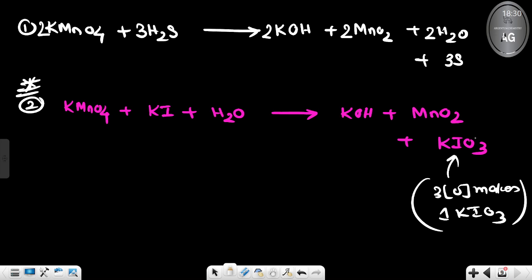Then now just do the balancing. How many Ks are there? 2 Ks are there. So let's put 2 over here. So 2 KMnO4, then 2 MnO2, then 2 K. 2 plus 1, 3. Okay. 2 plus 2, 4. So here 2 K.